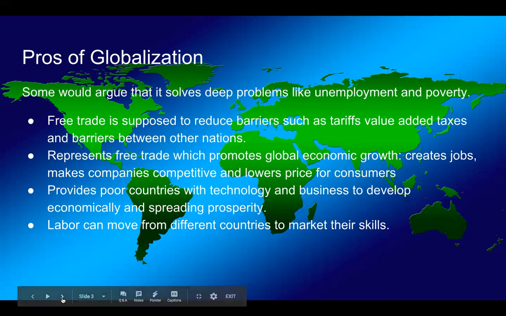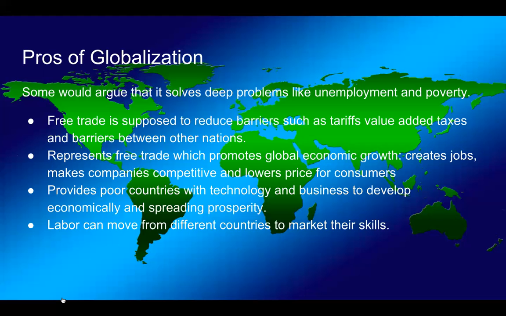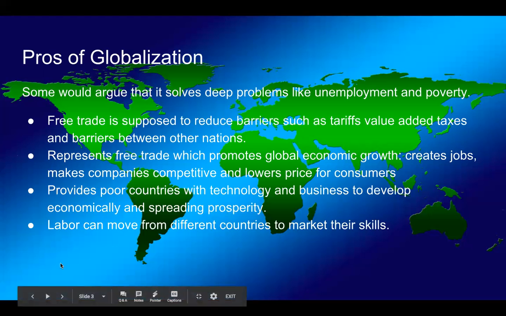Pros of globalization. Those in favor of globalization would argue that it solves deep problems like unemployment and poverty. A few pros of globalization are that free trade is supposed to reduce barriers such as tariffs, value-added taxes, and barriers between other nations. It also represents free trade, which promotes global economic growth, creates jobs, makes companies competitive, and lowers prices for consumers. It also provides poor countries with technology and businesses to develop economically and spread prosperity. Labor can move from different countries to market their skills.